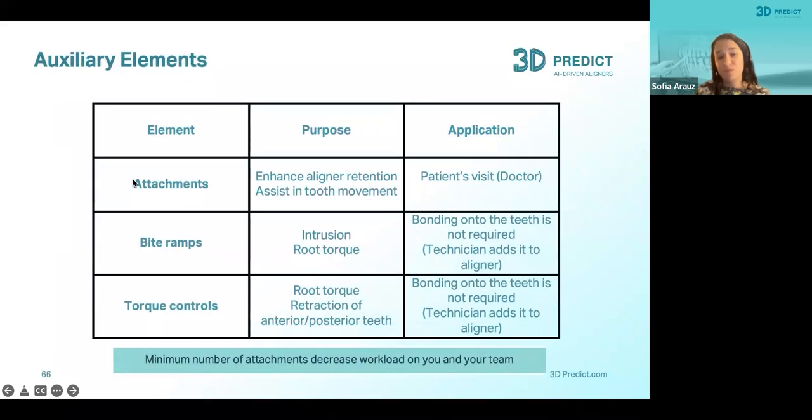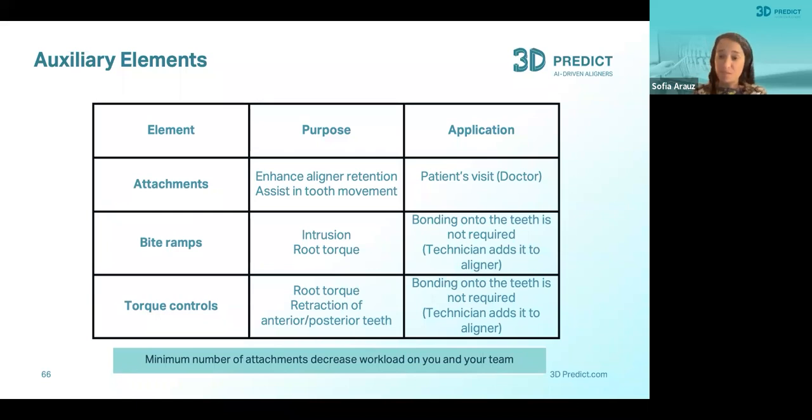So this little table gives you a summary of what each one does. The attachments help in aligner retention and assist movement. The bite ramps do intrusion and root torque, and the torque controls do root torque and retraction of anterior and posterior teeth. Now for bite ramps and torque controls, please don't worry. You don't have to do anything. They are already included in the aligner. Please don't touch them. Please don't polish them. Please don't fill them with composite. They're just there to assist any movements. You don't have to worry about them.